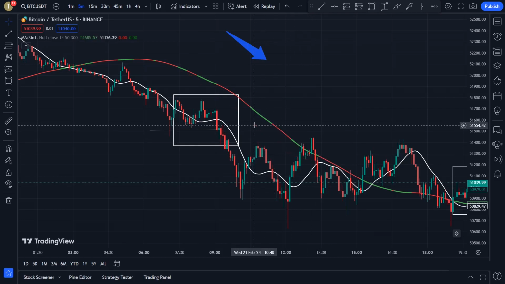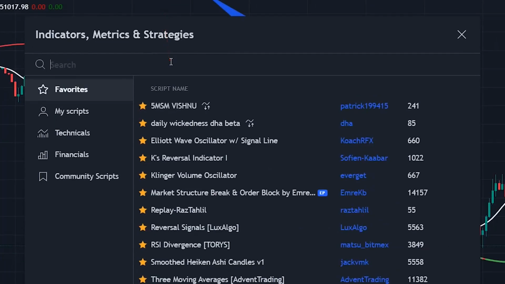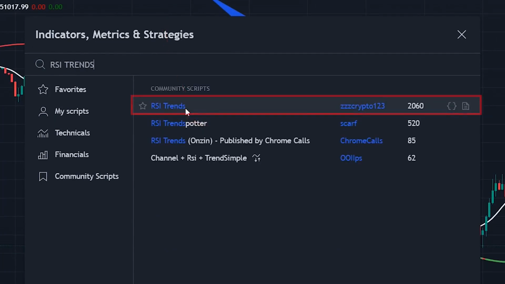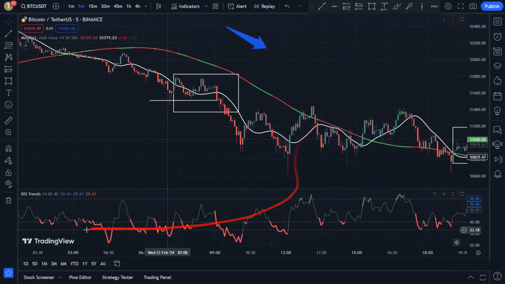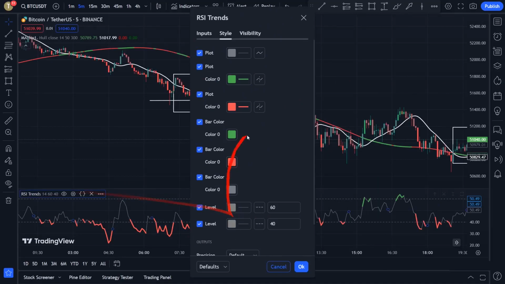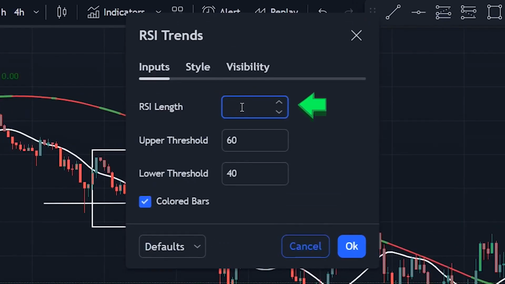Now that you understand how the first indicator generates signals, it is enough to add the second indicator to our chart. For this, go to the indicator tab and search for RSI trends and add it to your chart. Now, to prepare this indicator for our strategy, go into the settings and make the changes you see in the Input tab and Style tab.